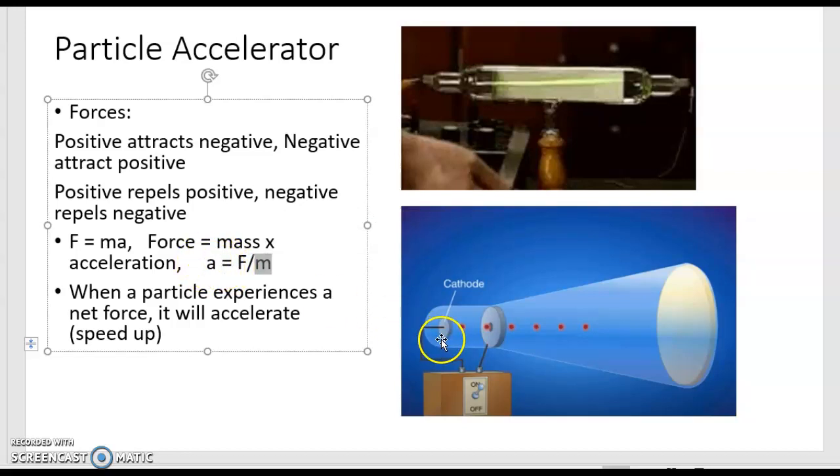And so what happens here is when these electrons, let's say, come off this negatively charged plate and accelerate towards this positively charged plate, they're speeding up the whole way over. So they're getting faster and faster as they move between these two charged plates. Okay?